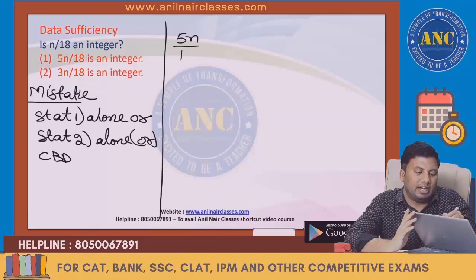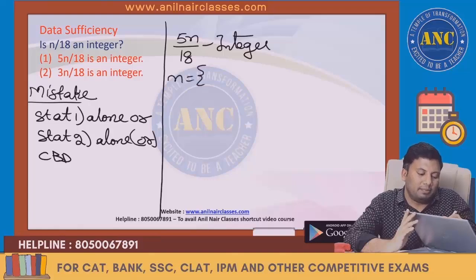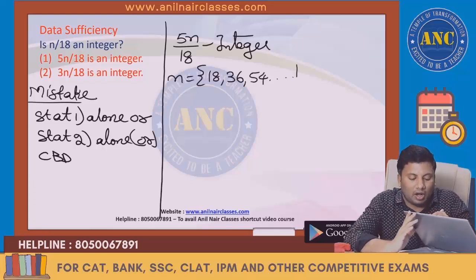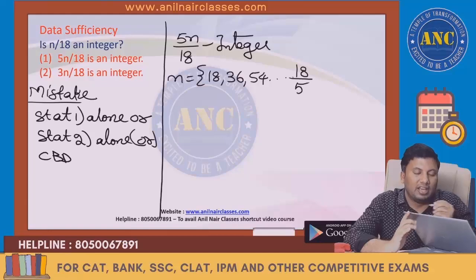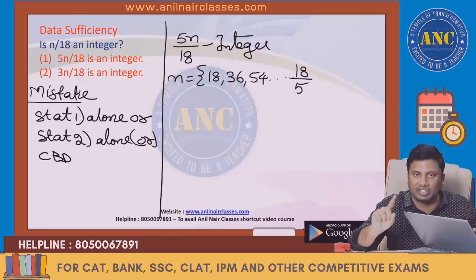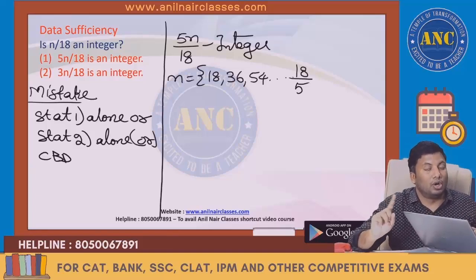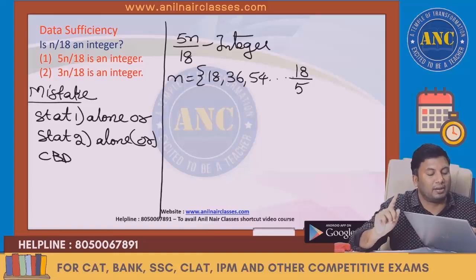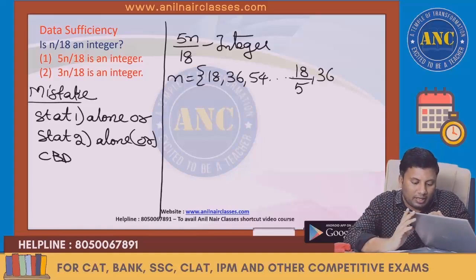5n by 18 is an integer. If 5n by 18 is an integer, n can be multiples of 18: 18, 36, 54 and so on. n can also be 18 by 5. 5n by 18 being an integer does not mean that n will be an integer. n can be 18 by 5. There is no domain of n mentioned. n can be a real number. n can be 36 by 5 and so on.